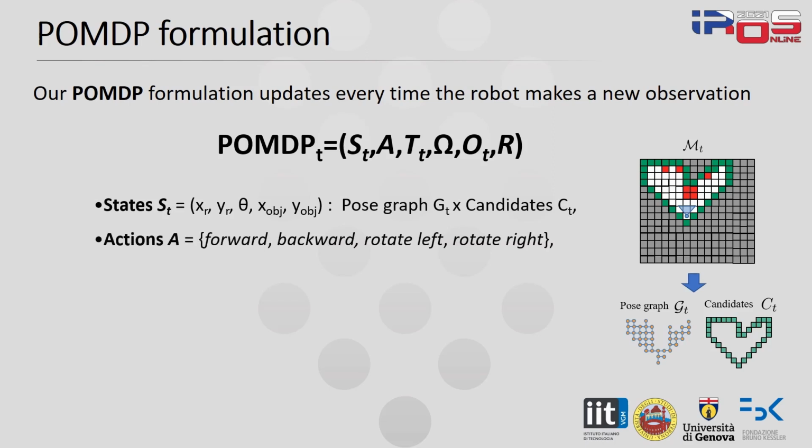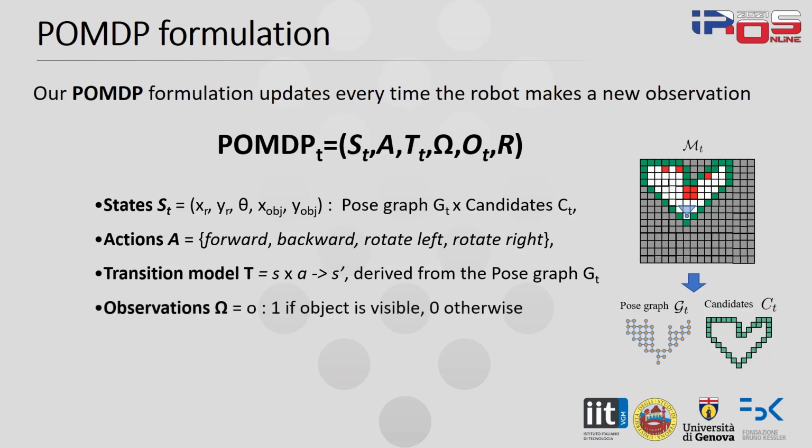The actions are the movements that the robot can take, where we consider 4 actions in our current study. The transition model defines how the system goes from one state to another, and is defined by the pose graph, since when the agent takes an action, only the robot will move, while the target object remains at the same location. We only have 2 possible observations: 1 if the agent sees the object, and 0 otherwise.